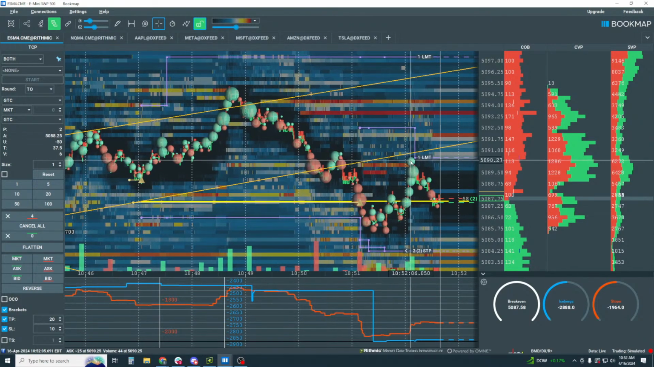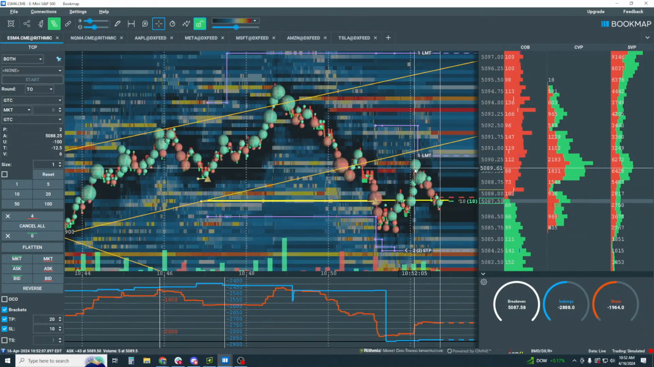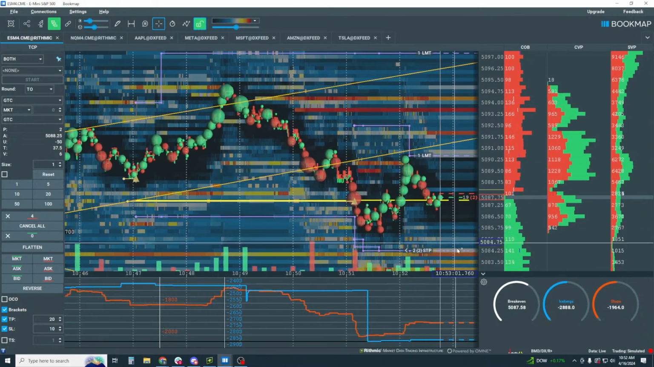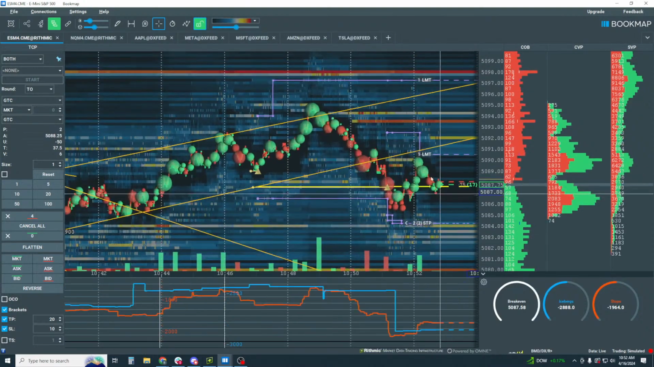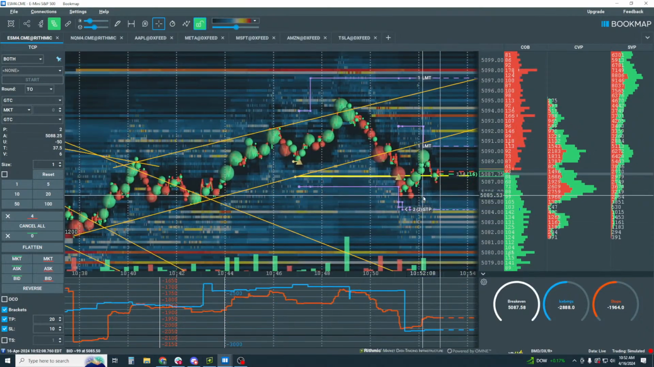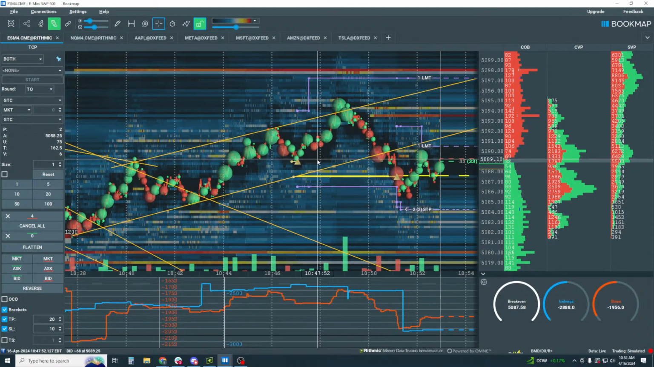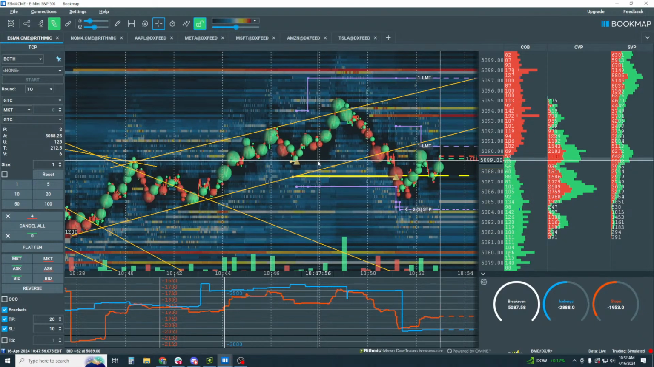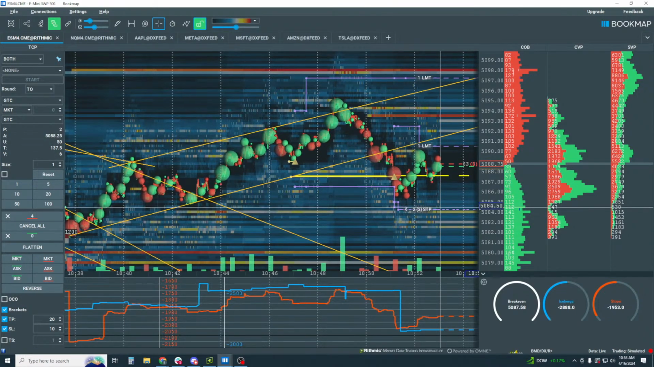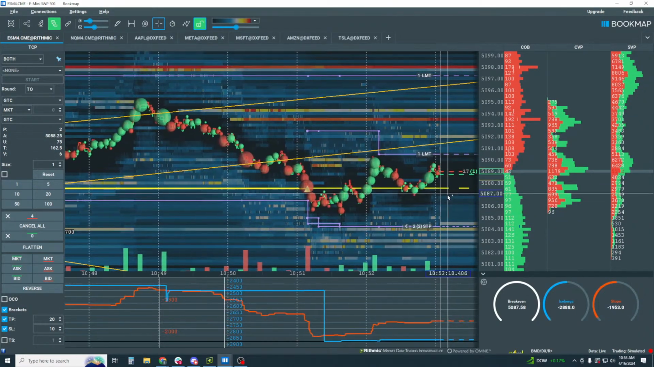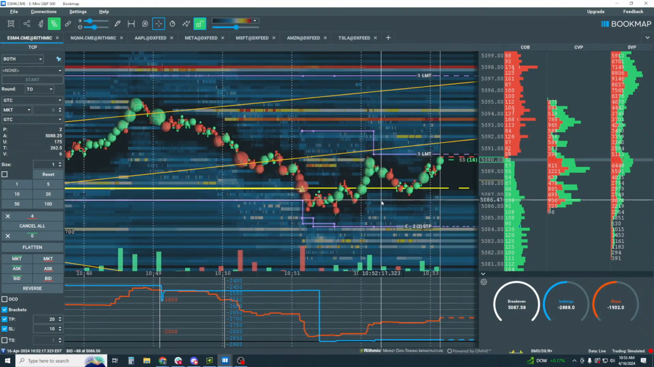Okay, basically, it's just retested the backside of our range. This is pretty bearish, to be honest. We're going to still give it a chance here, because we do see some buying coming in. Okay, buyers got to show up now. They have got to show up here.